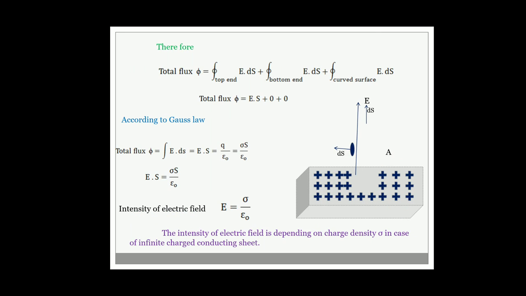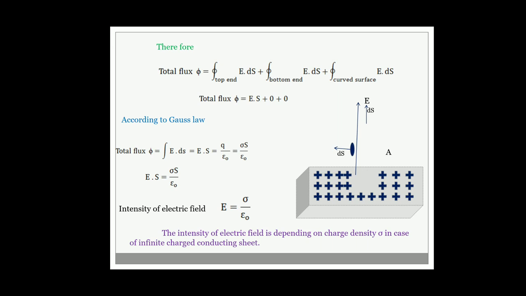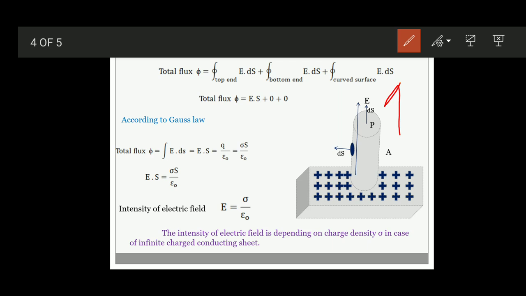Now, what is the total flux? The total flux phi is equal to the flux at the top end, that is integration E dot ds at top end, plus the flux at the bottom end, that is integration E dot ds bottom end, plus the total flux around the curved surface, that is integration E dot ds at curved surface. But we know there is no flux at the bottom end and no flux at the curved surface. So this is 0, this is 0.